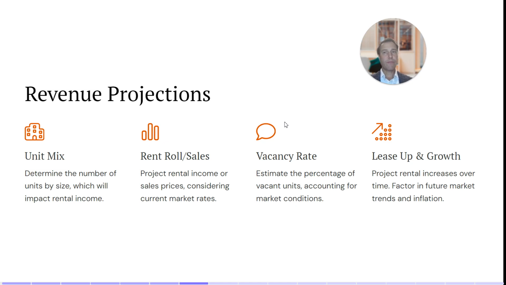You always want to factor in a vacancy rate, especially in rental properties, if the property will sit vacant, and then your lease up and growth time. If you're building a ground up building, you want to make sure you account in your timeline for how long it will actually take you to lease up the building and get fully stabilized.